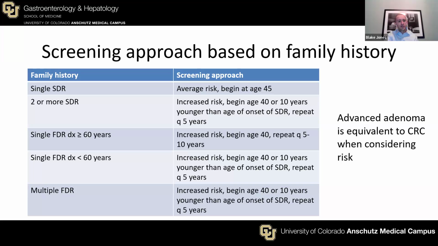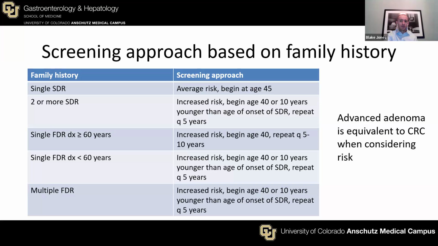And then a single first-degree relative over 60, increased risk, begin at 40, repeat every 5 to 10 years. It depends on the guideline you look at. Some guidelines say 10 years is fine, some will say 5. And then a single first-degree relative younger than 60, almost all guidelines will say start at age 40 or 10 years younger and then repeat every 5 years. And if they have multiple first-degree relatives, similar story, 40 or 10 years younger and repeat every 5 years.